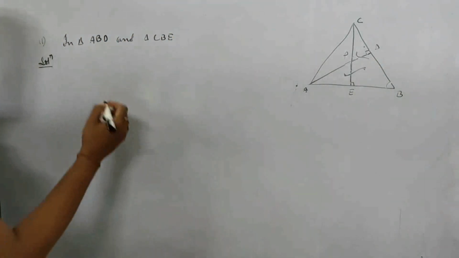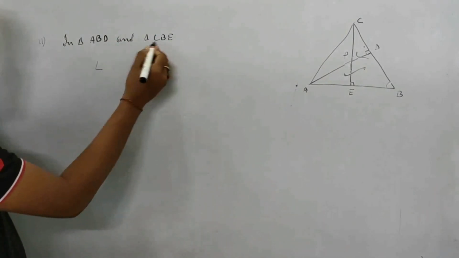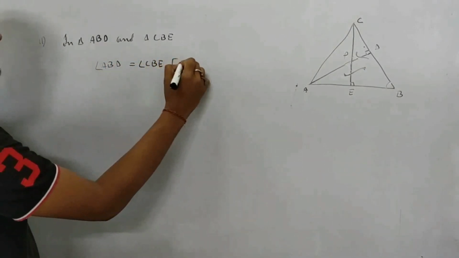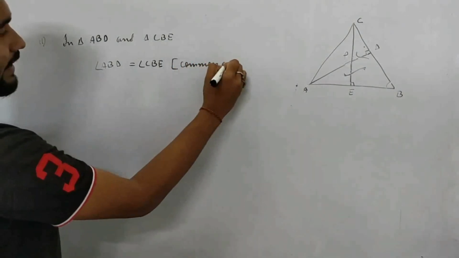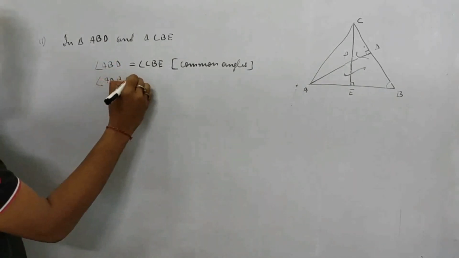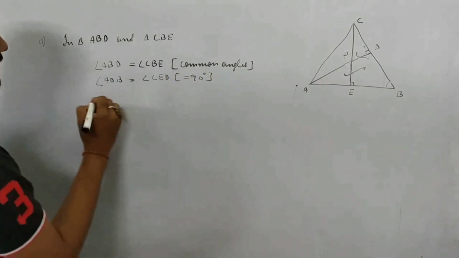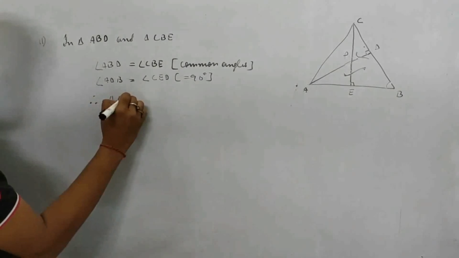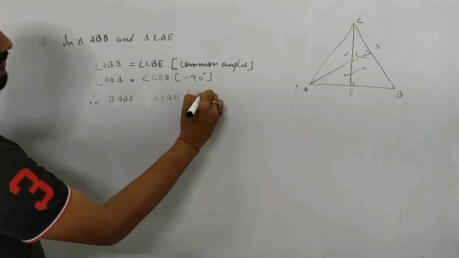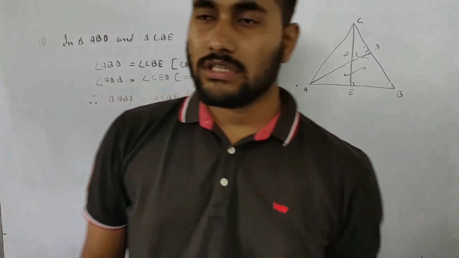So we have got two angles. In triangle this and this, what can I say? One is a common angle. So I can write angle ABD will be equal to angle CBE. Reason: common angles. Next, bring this D to the middle. ADB will be equal to angle CEB, equal to 90 degrees. So therefore triangle ABD is similar to triangle CBE by AA.